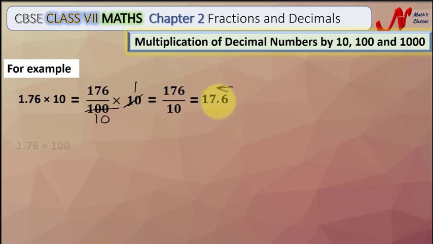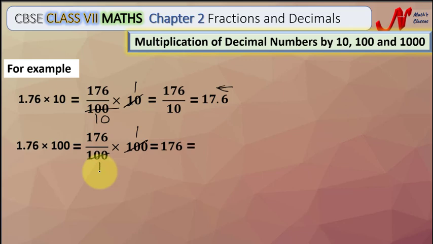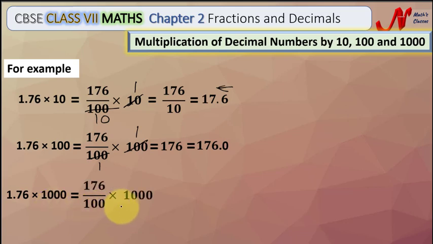because in the denominator we have one 0, so we keep the decimal point after 1 digit from right to left. Next, second example, we multiply 1.76 with 100, which can be written as 176 by 100 into 100. In the denominator we have 100 because in the given decimal number we have 2 digits after the decimal point. By cancelling, 100 ones are 100, 100 ones are 100, which can be written as 176, which can also be written as 176.0.